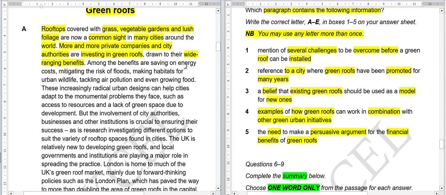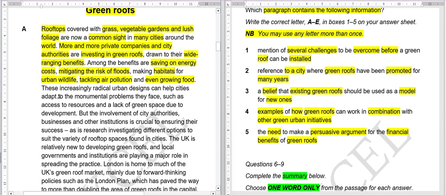Among the benefits are saving on energy cost, mitigating the risk of floods. So here it is. We have found the location, but first we will read the paragraph. So what are the benefits? Saving on energy cost. Okay, we are saving energy cost, money. We are mitigating the risk of floods. We are making habitats for urban wildlife and tackling air pollution and even growing food. So these are the benefits that stand out. First, financial benefit. There will be no risk of floods, habitats for wildlife. Fourth is tackling pollution, and fifth is growing food.